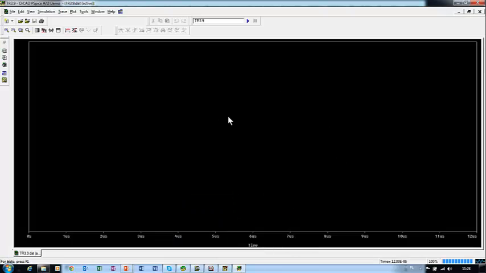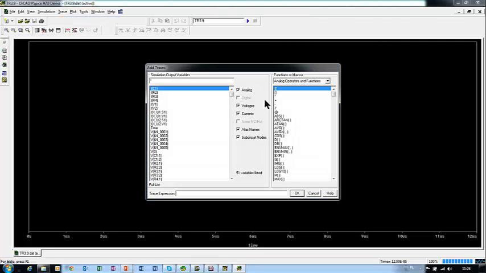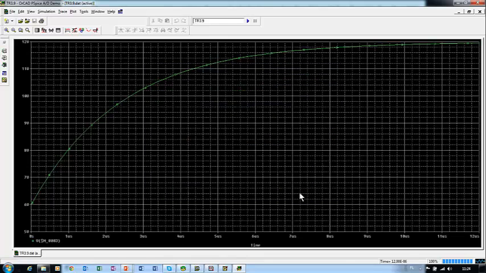Yes, we have a blank window, and now we may add a trace, add trace, and our trace expression is voltage at node number 3. Okay, and this is the voltage exponential curve from 6 to 12 volts. That way we have completed a simulation.